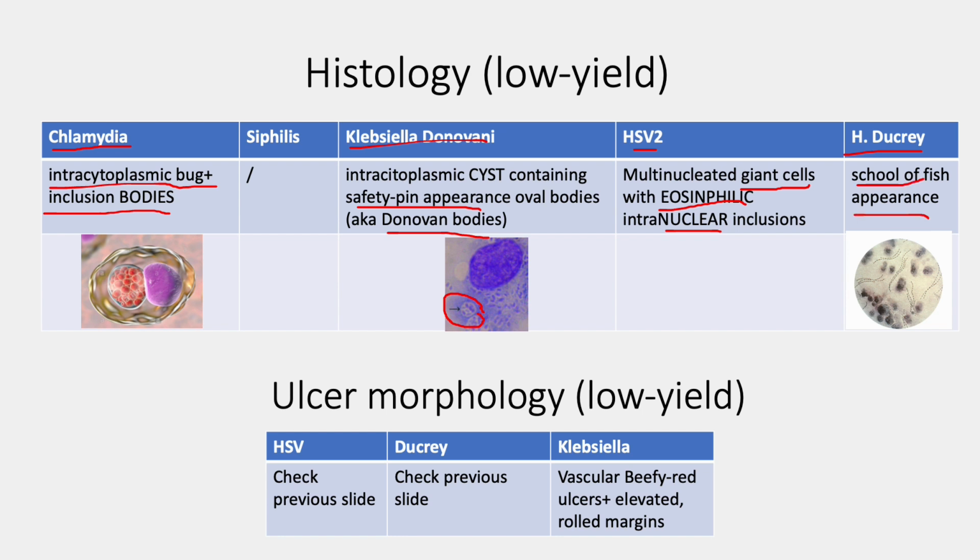You'll see here that there are these bacteria that are lined up, one next to the other, adjacent to each other, and then they will have this characteristic histology finding. For the ulcer morphology, we described the HSV and the ducreyi, so check the previous slide for that. But for Klebsiella, sometimes you find the macroscopic morphological description of vascular beefy red ulcers with elevated rolled margins, and this is another way to confirm that painless genital ulcers with no inguinal lymphadenopathy are caused by Klebsiella donovani and no other bugs.